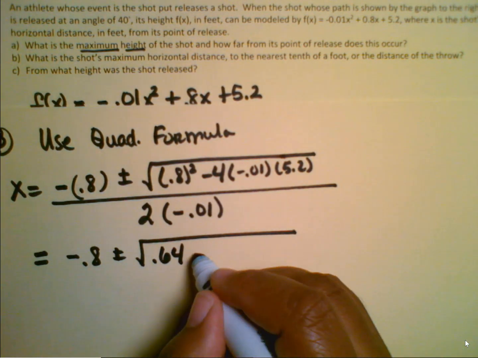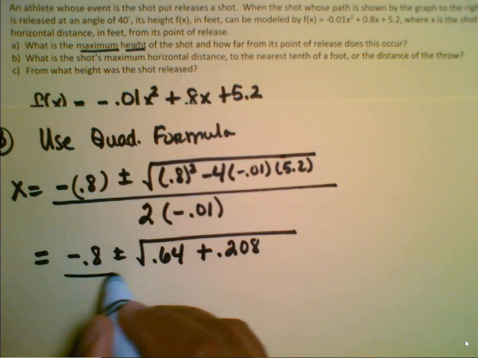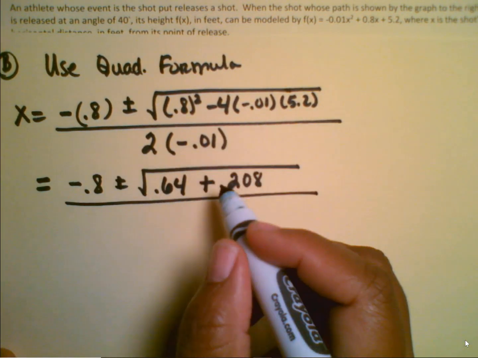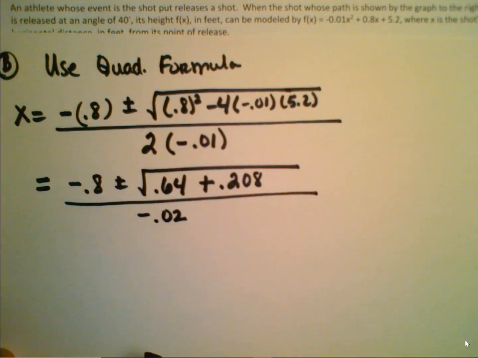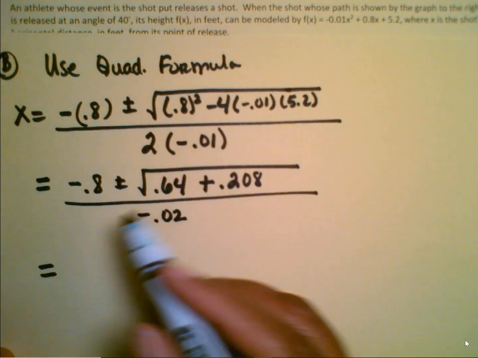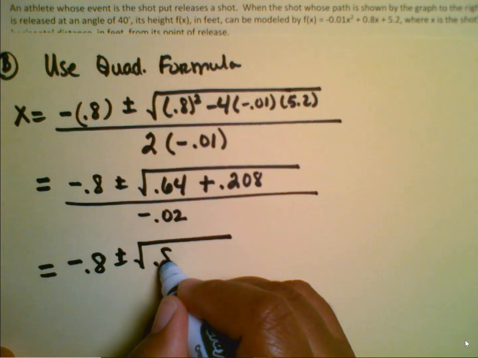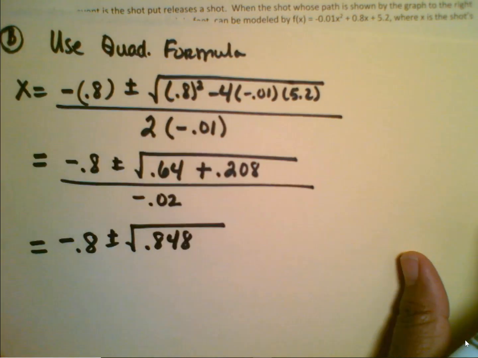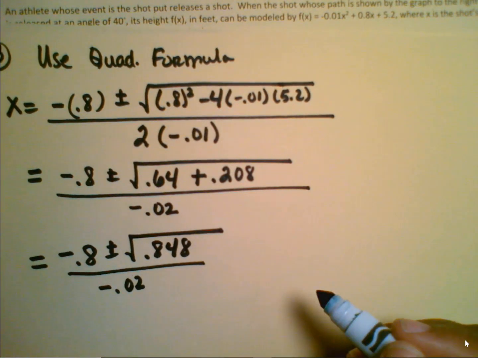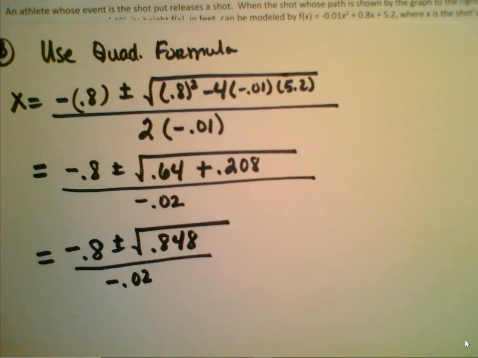And we have here plus 0.208 all over our denominator, 2 times negative 0.01, which is negative 0.02. Add 0.64 plus 0.208 under the radical sign, and we have 0.848. Okay, and then all over negative 0.02.